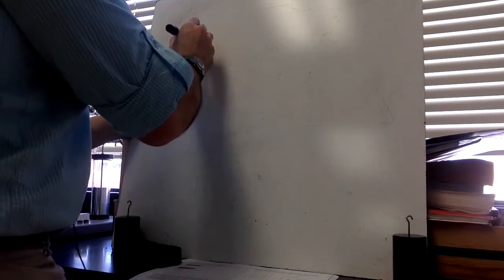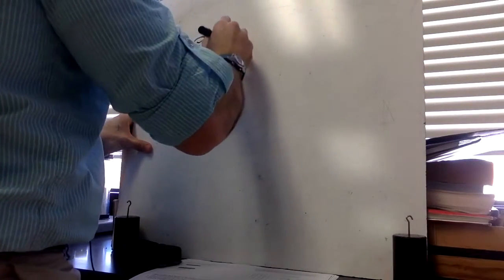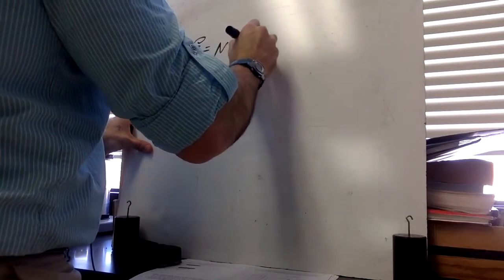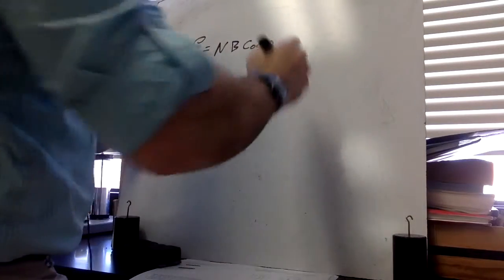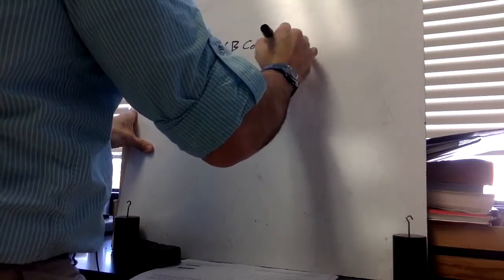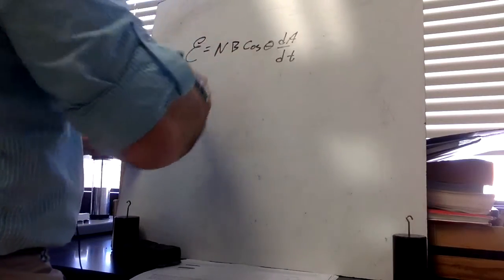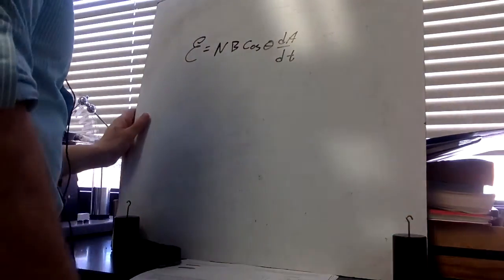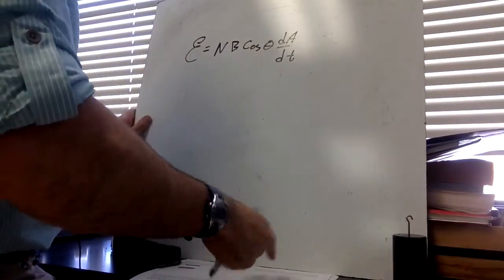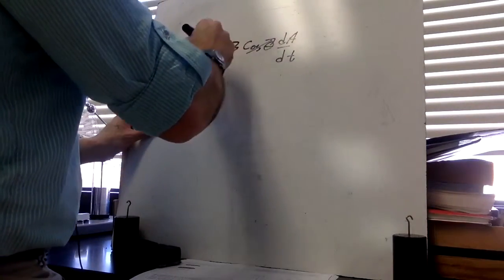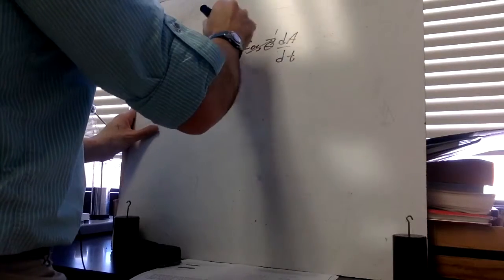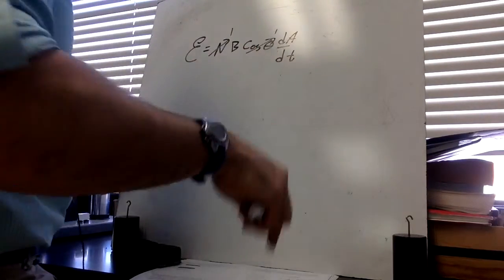Just cleaned it. It was really dirty. Okay, and so I have this equation written down that the EMF equals N B cosine theta dA/dt. N is the number of turns, so that's 1. B is the magnetic field. Theta here is 0, so the cosine is 1. And so I'm just looking at B dA/dt.